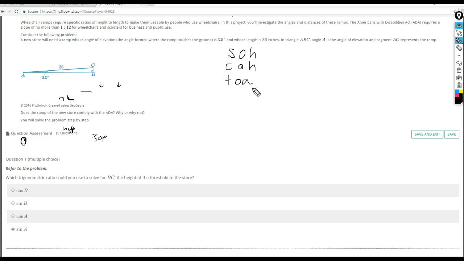The other one is: some old hippie, SOH, some old hippie caught another hippie, CAH, tripping on acid, TOA. Now, that's not endorsed. It is just a funny way to remember the ratios for our trig functions.